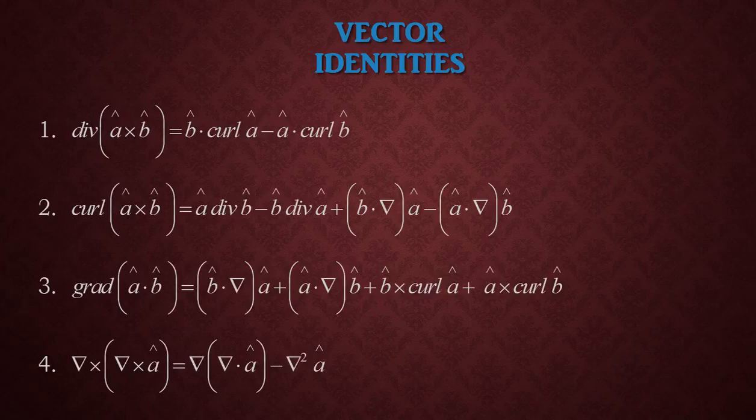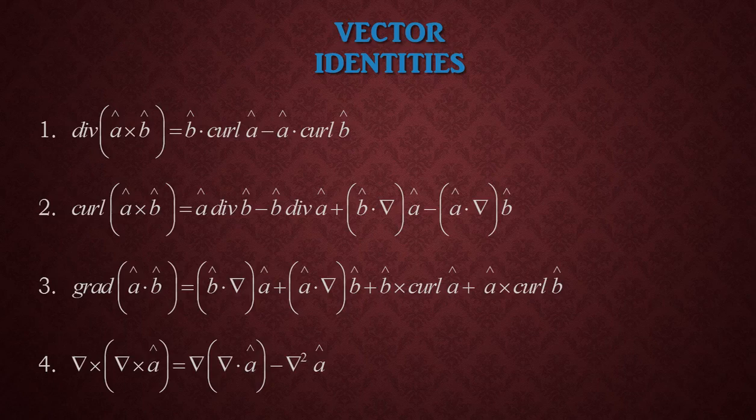Of my lecture series, I have proved a few vector identities. Now we are left with 4 more vector identities in this present lecture. The first vector identity we are going to prove is the divergence of A cap cross B cap.